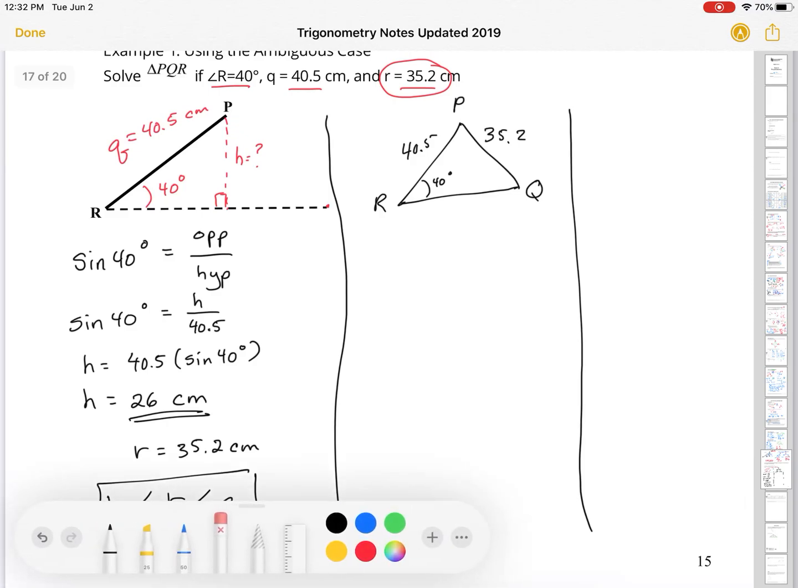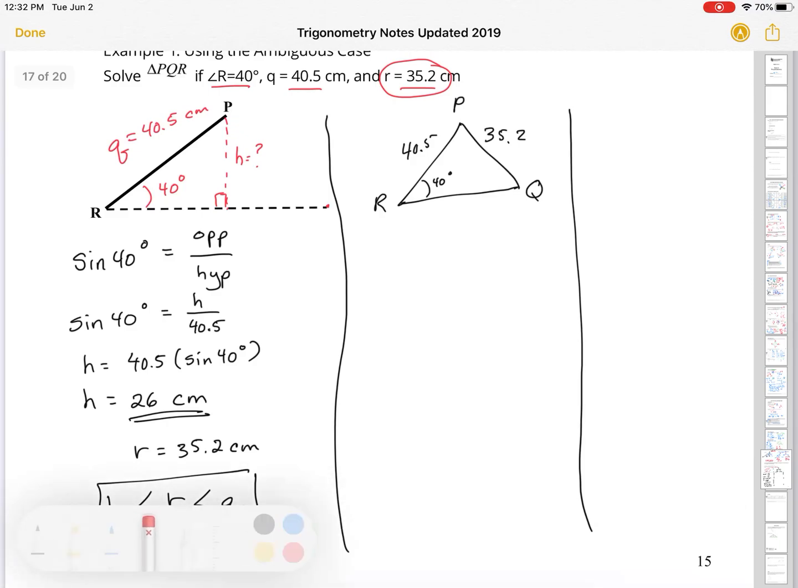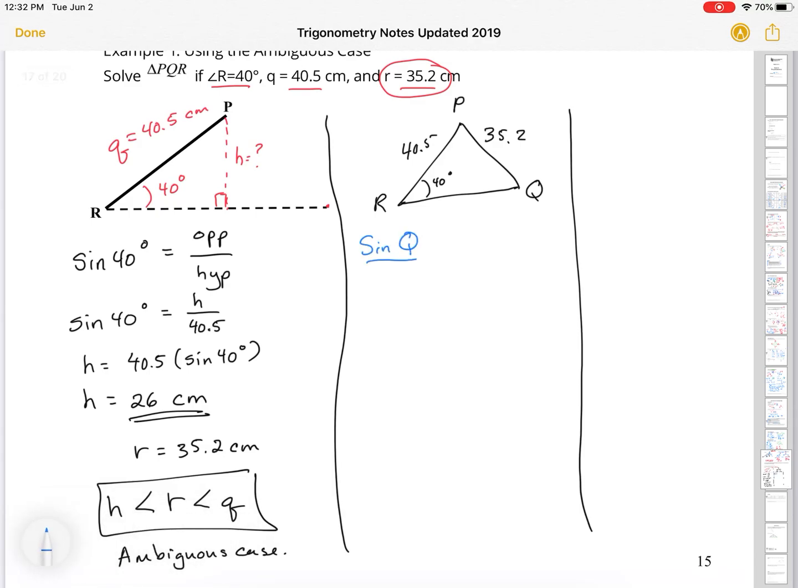I'm actually going to change colors, sorry about that, just to make it clearer to see. So sine of Q over q is equal to sine R over r. We have to use our pairs with the sine law. So sine of Q is equal to q sine R over r. Sine of Q equals, I substitute all that in.